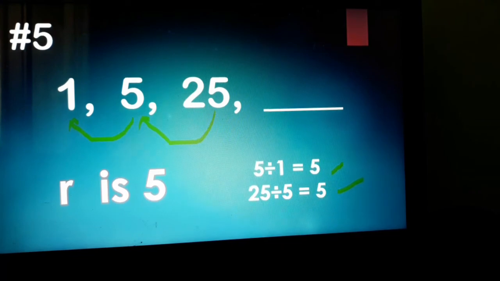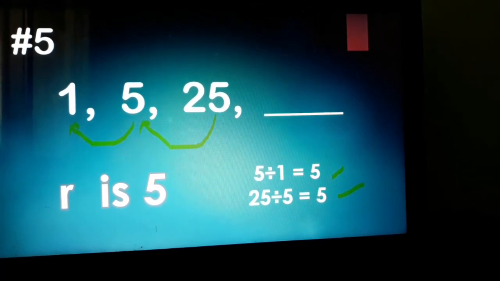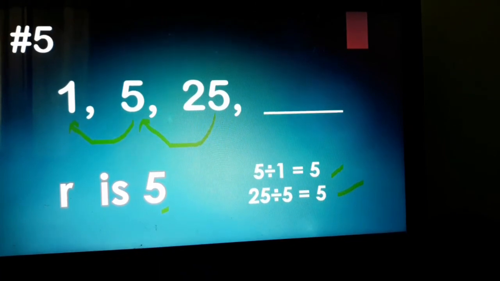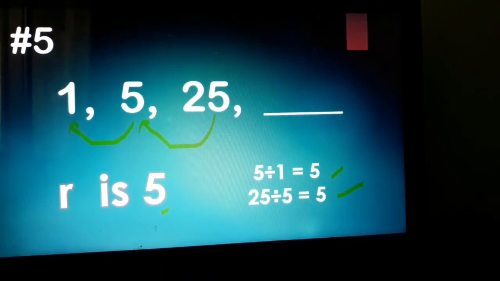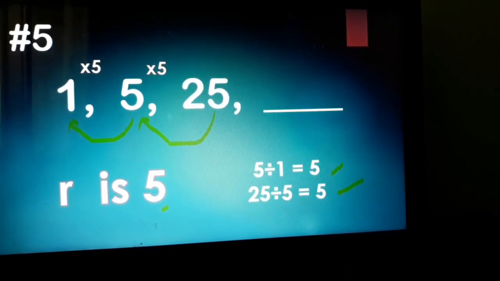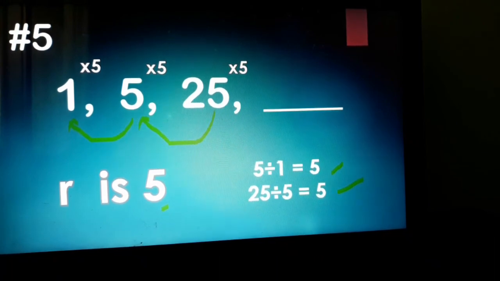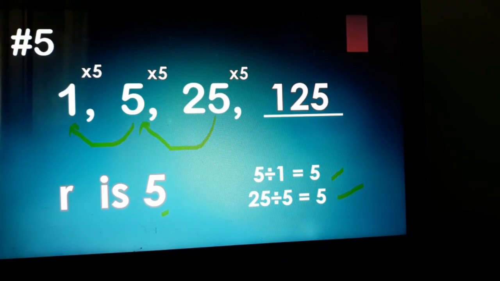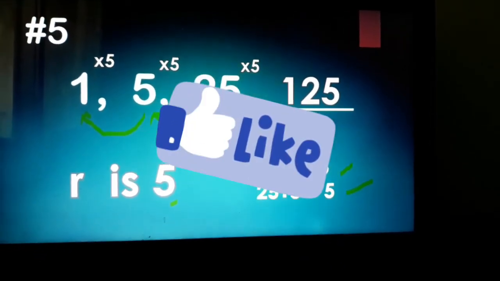So, how do we get the number after 25? So, i-multiply lang using our common ratio. So, start tayo kay 1 to check lang kung tama yung ating geometric sequence. 1 times 5 is 5. 5 times 5 ay 25. 25 times 5 ay 125.